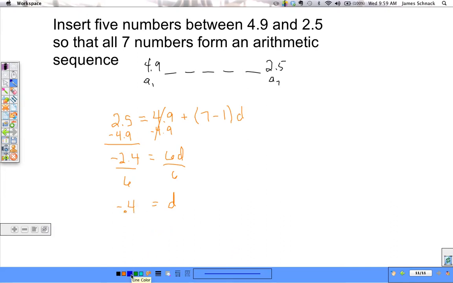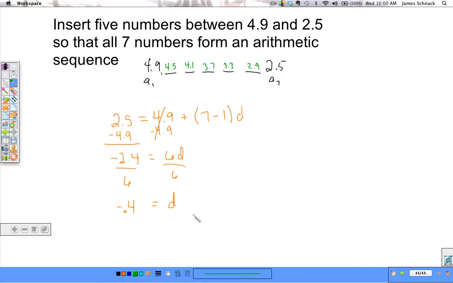The common difference is -0.4. I can fill in the rest of my numbers. We get 4.9 and 4.5. I'm getting smaller by 0.4 every time. Then 4.1, 3.7, 3.3, 2.9. And then one more subtraction, 0.4, gets me 2.5.